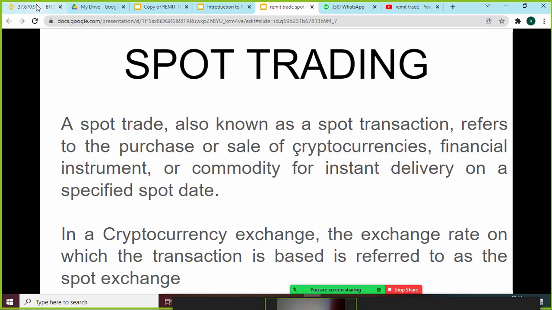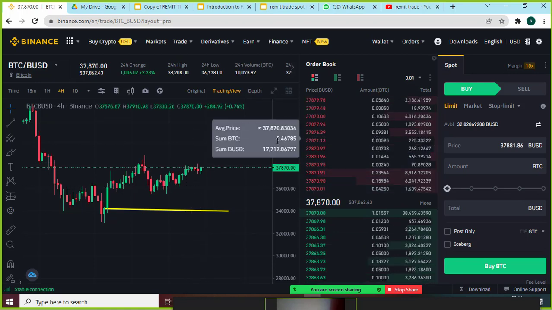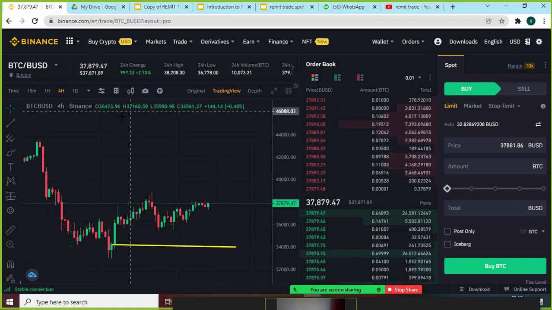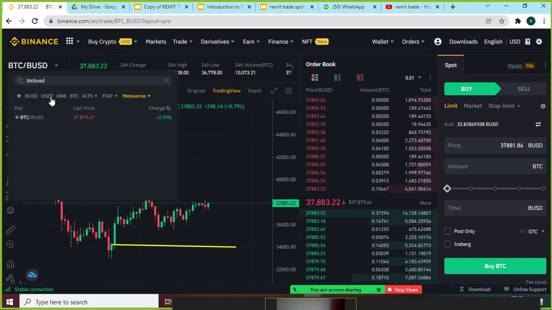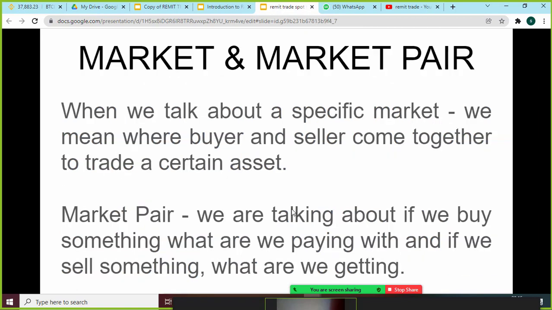So on Binance here, if you come here, you see spots. This spot here means that you are on the spot exchange. That's what it means. So that also means that you can buy and sell any cryptocurrency that is listed on this platform on the instant delivery, on spot. That is direct purchasing. All right, so let's move a little bit further.